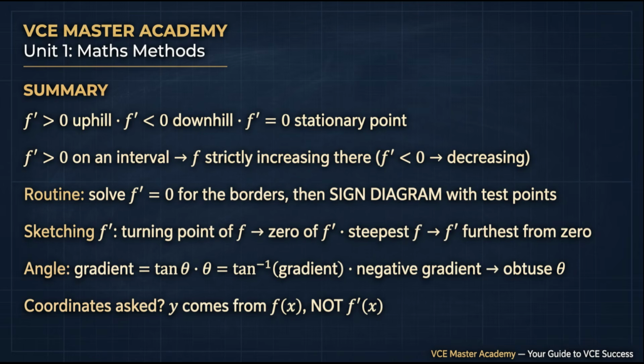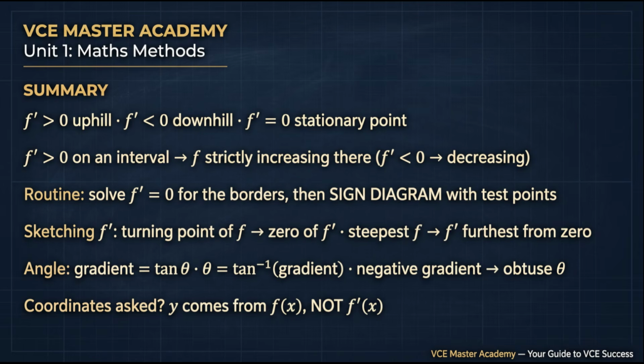Degree drops by 1, and the angle. Gradient equals tan theta, so theta is inverse tan of the gradient. Calculator in degree mode. Downhill lines get obtuse angles. Take 180 minus the reference angle. And the classic mark saver rides again. When a question asks for coordinates, the y value comes from the original function, never from the derivative.